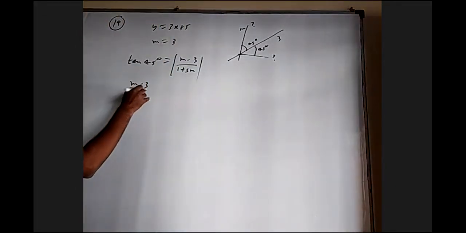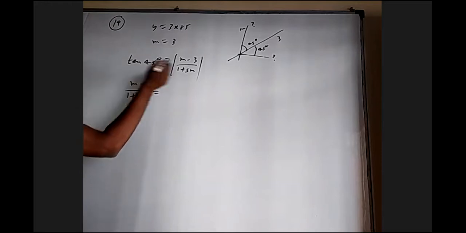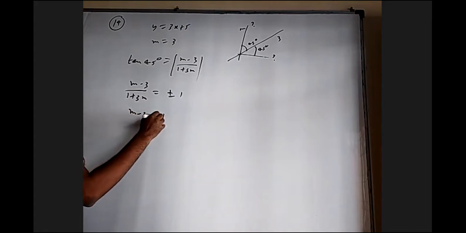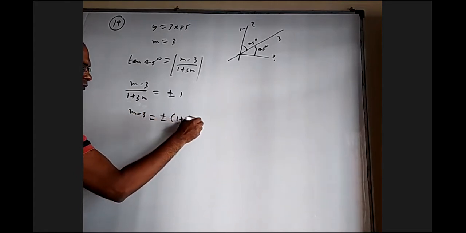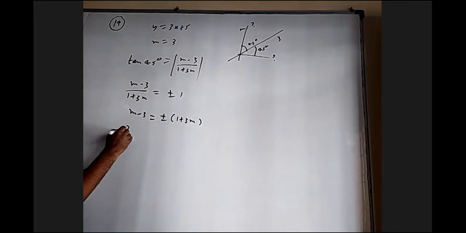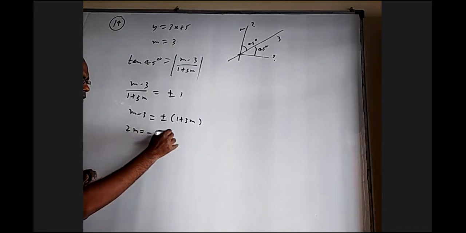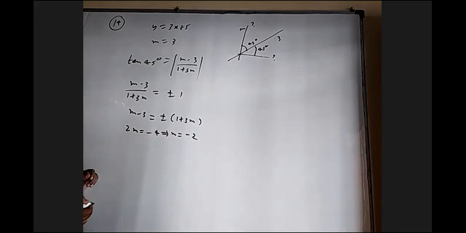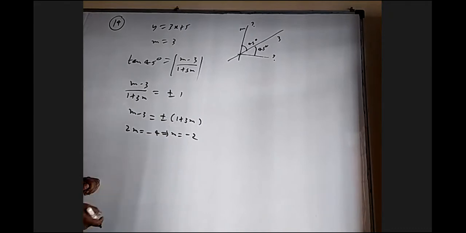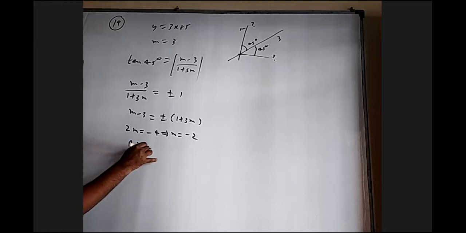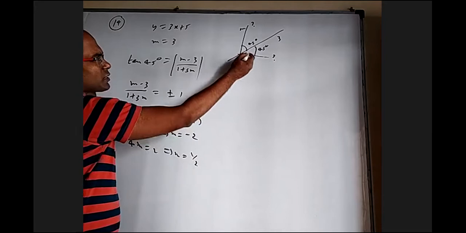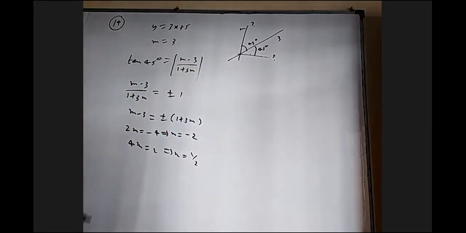Then m minus 3, but I can square it, or I can write plus or minus 1. So m minus 3 is equal to plus or minus (1 plus 3m). If I take plus here, I'll get 2m equal to minus 4 and m equal to minus 2. And if I take minus here, 4m equal to 2, m will be 1 by 2. Anyway, these will be perpendicular because this 45 is 45. So if you know one slope, the other slope will be minus 1 by that.